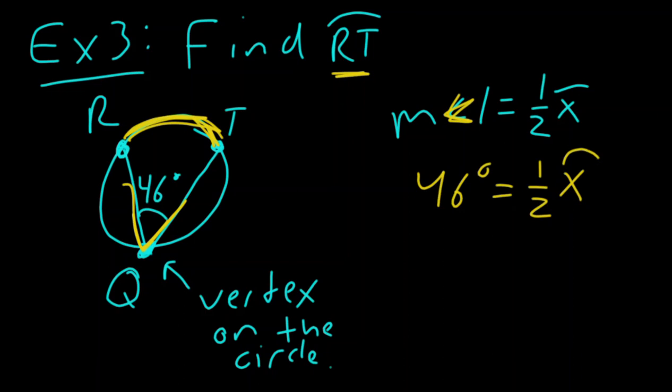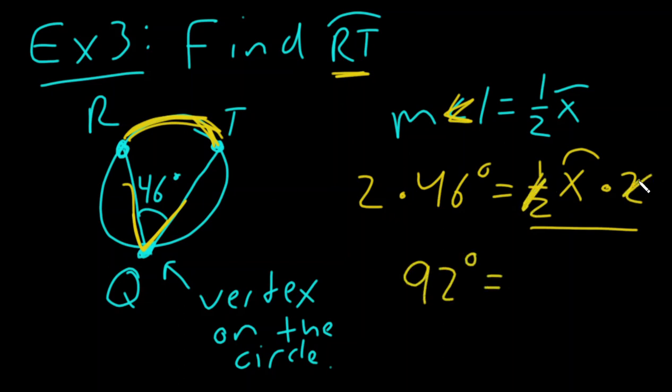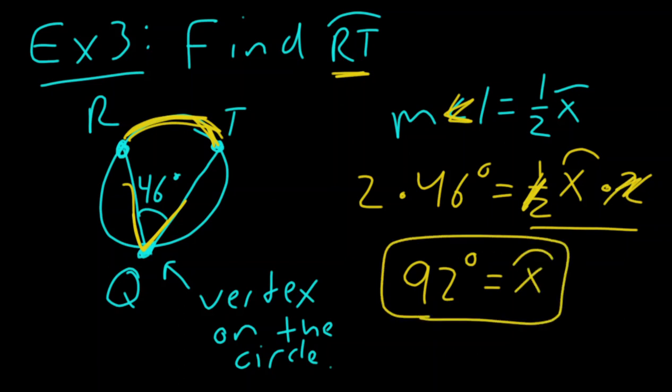And once again, what is our trick? In order to get rid of 1/2, we can do that easily by multiplying by 2. And remember, what I do to the right side, I have to do to the left. And using your calculator if you have to, what's 2 times 46? Well, that's going to be 92 degrees is equal to, remember those cancel, arc x. Once again, I can write that right there.